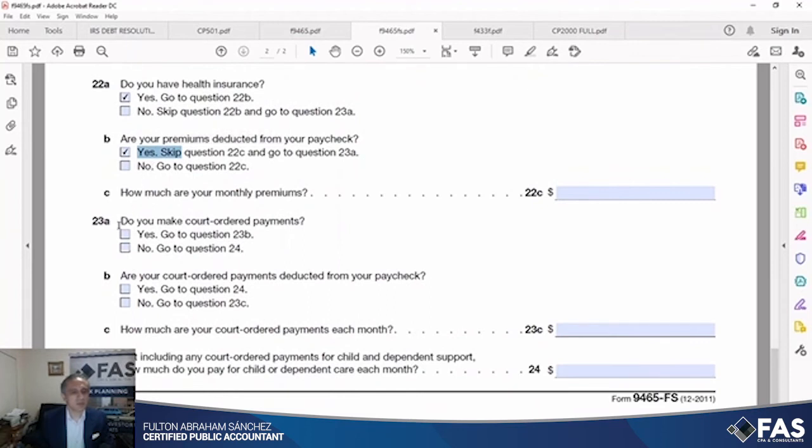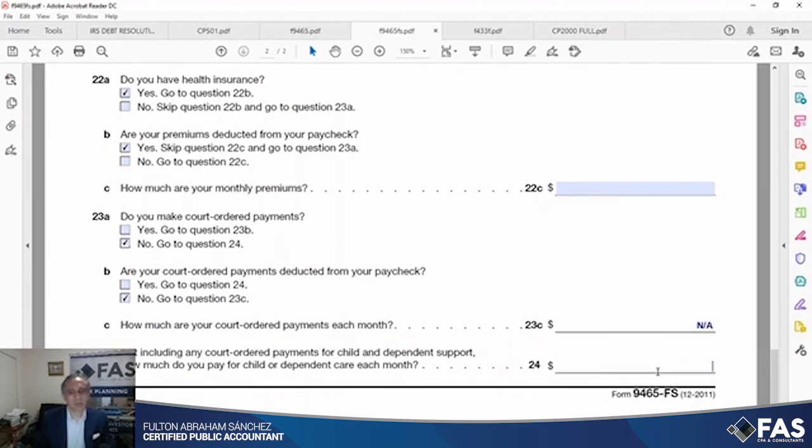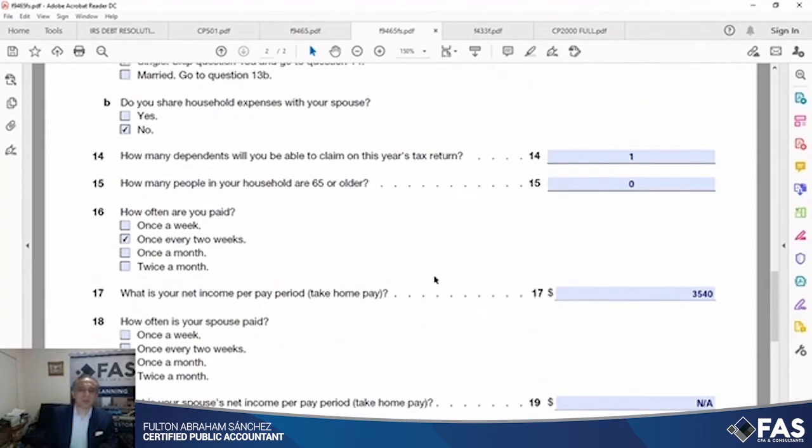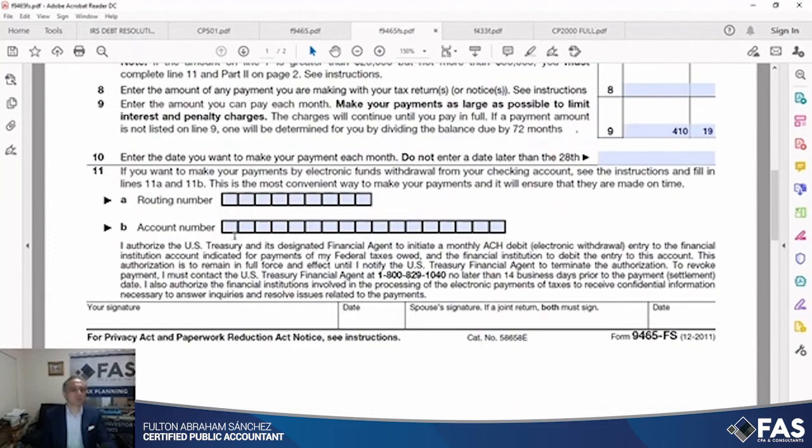23A. Do you have court order payments? No. Are your court order payments deducted? No. How much do you pay? Not applicable. Once you have all this covered, then don't forget to put the routing number and the account number.